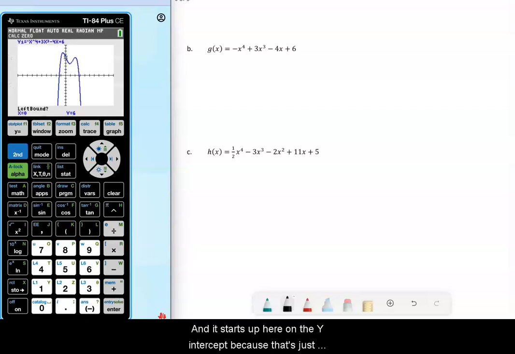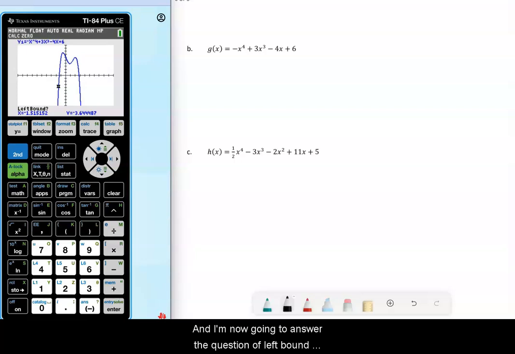And it starts up here on the y-intercept because that's just the way the TI-84 always starts off when you begin these. And I'm going to go back and forth, and I want you to notice as I'm going back and forth, this y value over here is negative, and that's as close as I can get to that intercept on the negative side. And then when I hit it one more time, it turns to a positive. So those are the two closest values that this calculator can give me to start off with without zooming.